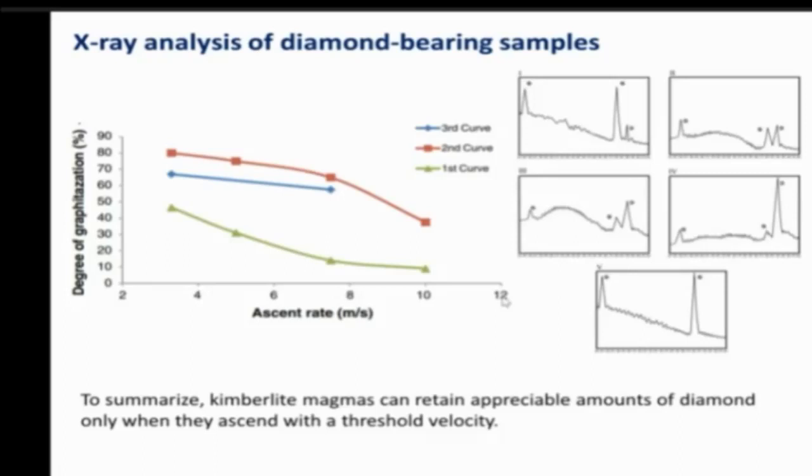To summarize the experimental results, they strongly advocate that kimberlitic magmas can retain a good amount of diamond only when they ascend with a threshold velocity. Our experiment suggests that we need a minimum speed of about 3 meters per second of ascending kimberlite to preserve an appreciable amount of diamond. Otherwise, most of the diamond will be graphitized during its upward journey.